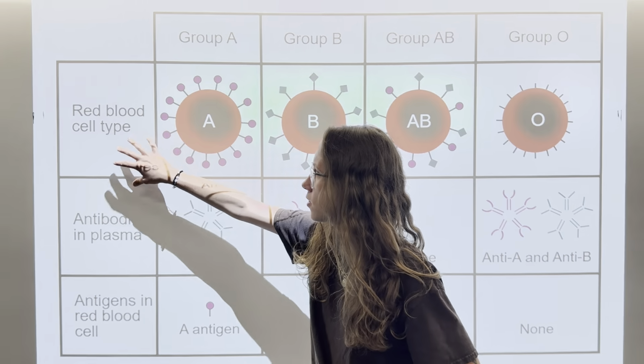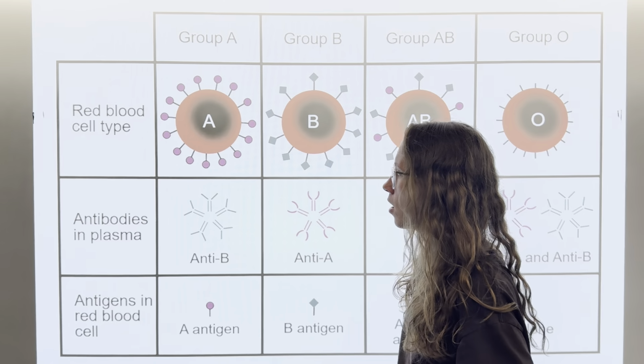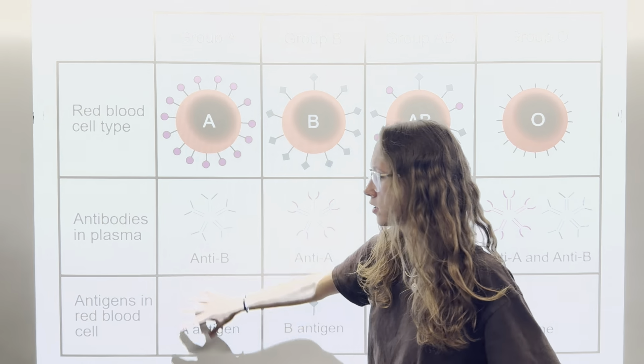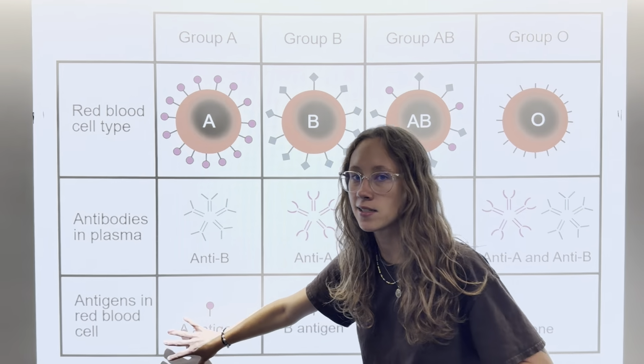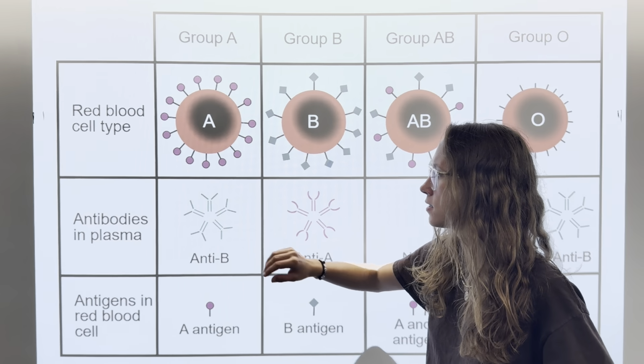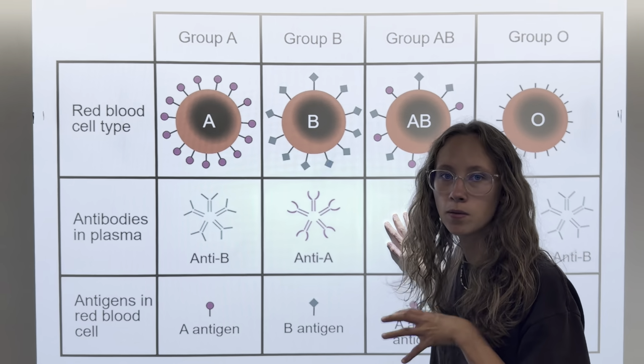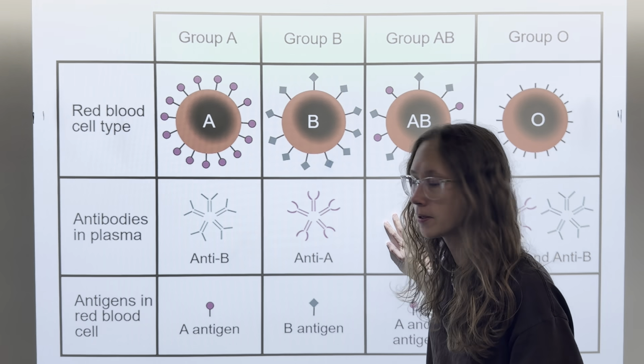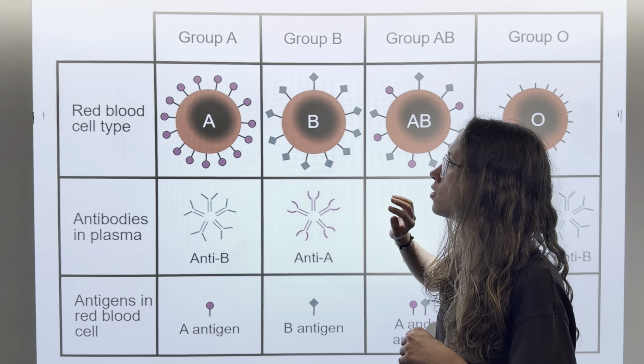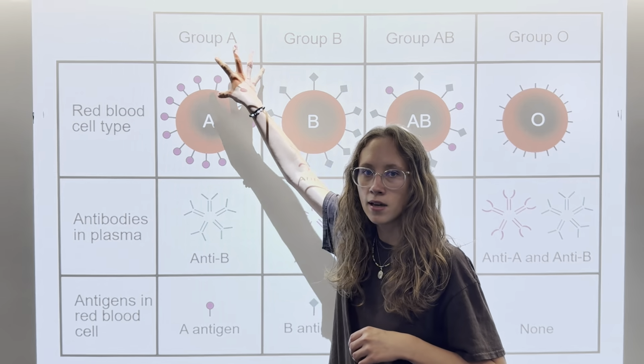And over here we can see the red blood cell type, what's found on the surface of those red blood cells, so those are the antigens, as well as the antibodies that are found in the plasma of the blood. So not directly on the blood cell, but in the plasma. So let's start off with A blood.